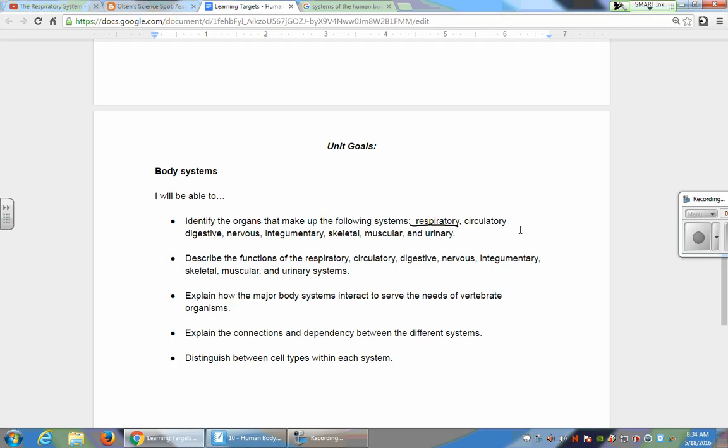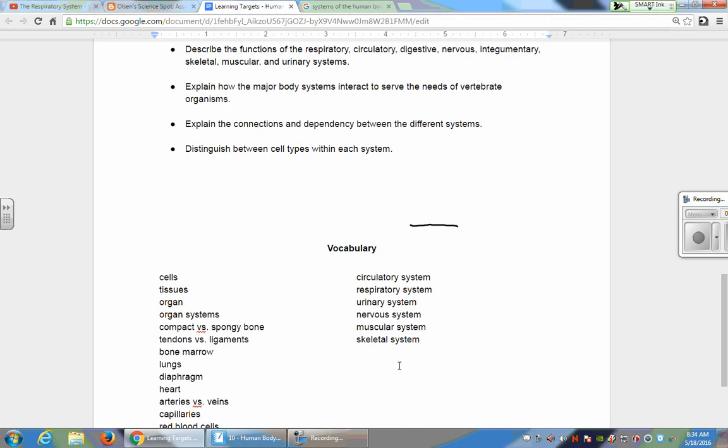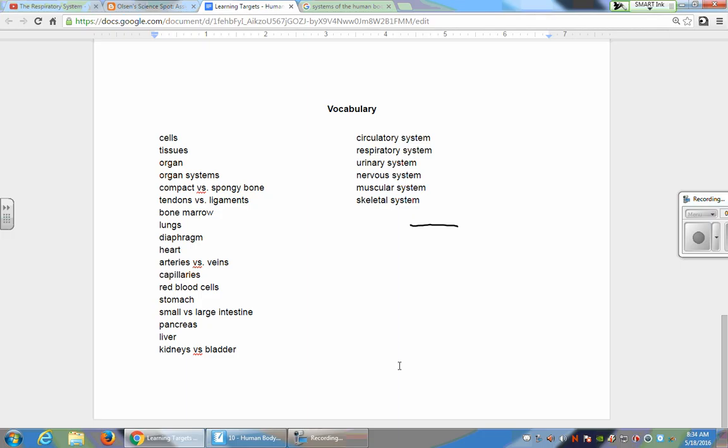We're going to describe the major functions of those systems. You need to know the main functions. You're going to learn how they interact with each other to keep an organism like you, a vertebrate organism, which means you have a backbone, alive. And then we're going to explain the connections and how they depend on each other, and we're going to look at how their cells differ within each system. These are the terms that you're going to need to know for your human body systems unit, and these are the ones to focus on. So if any of these are unfamiliar, make sure that you get them somewhere along the way, but I believe in all of our notes we should hit them.